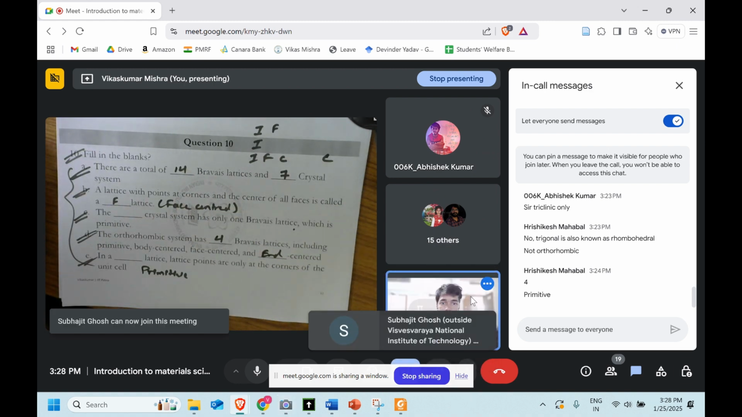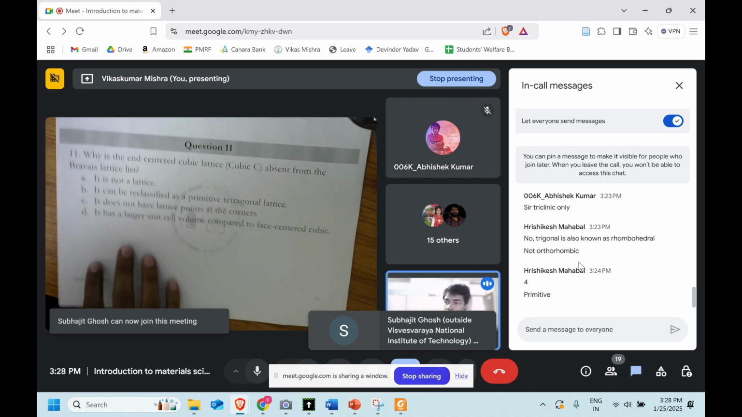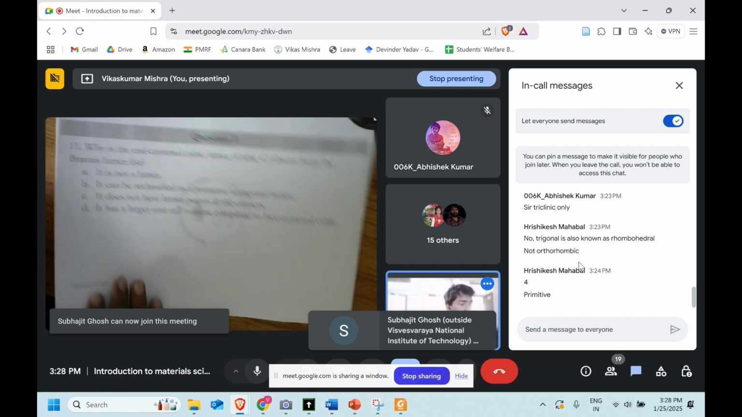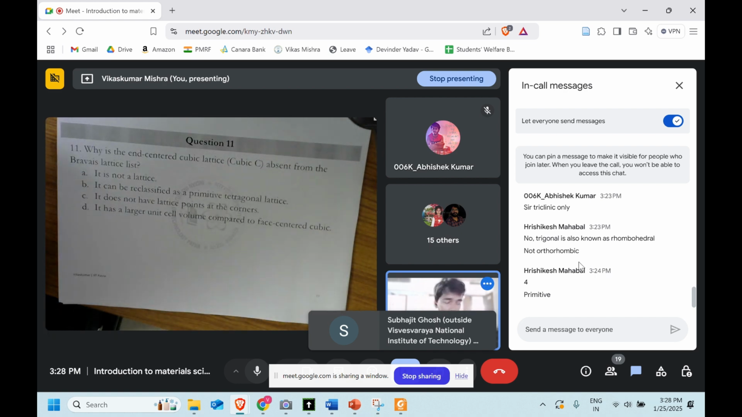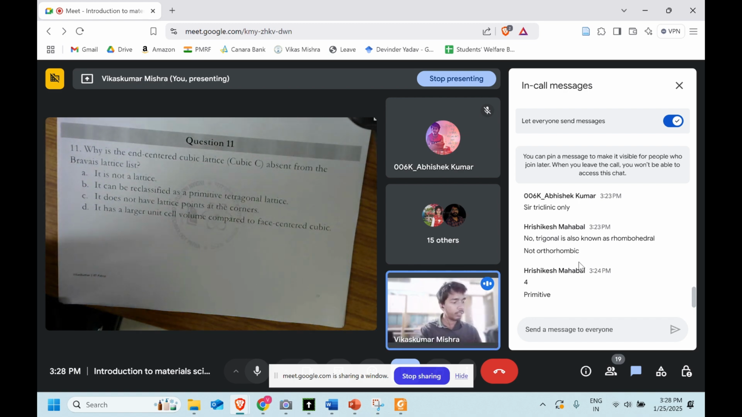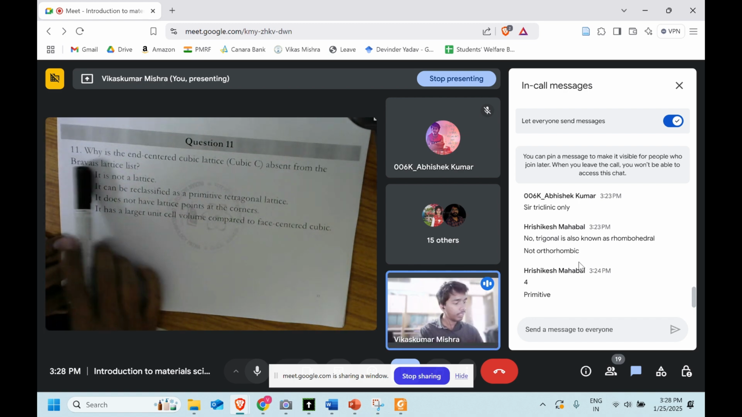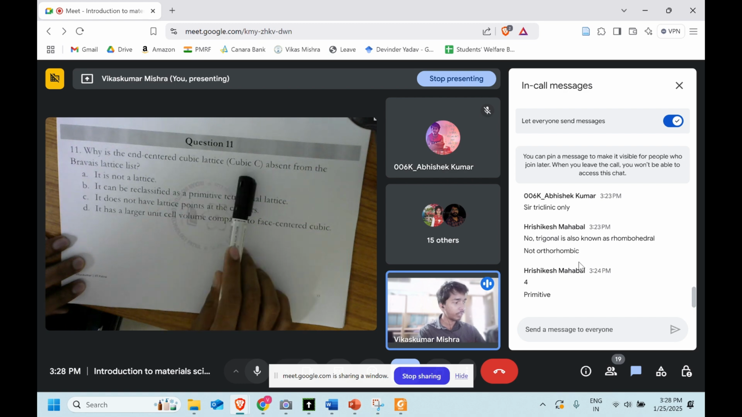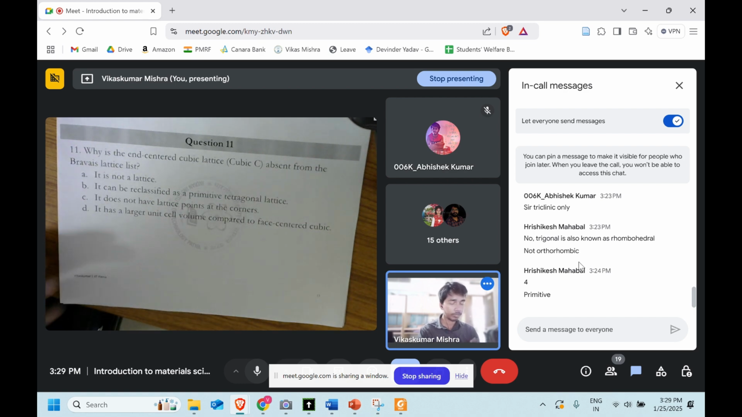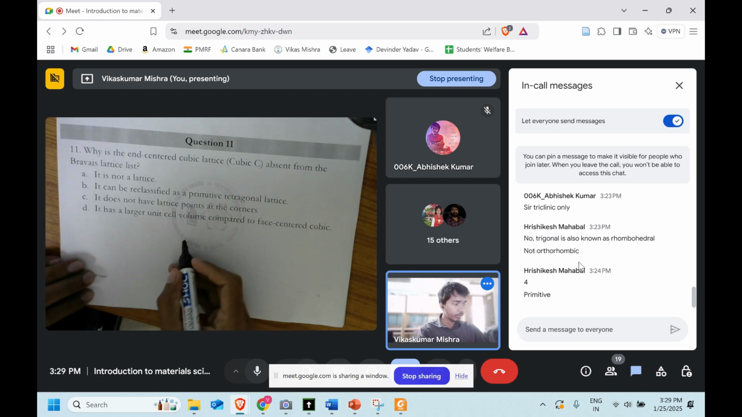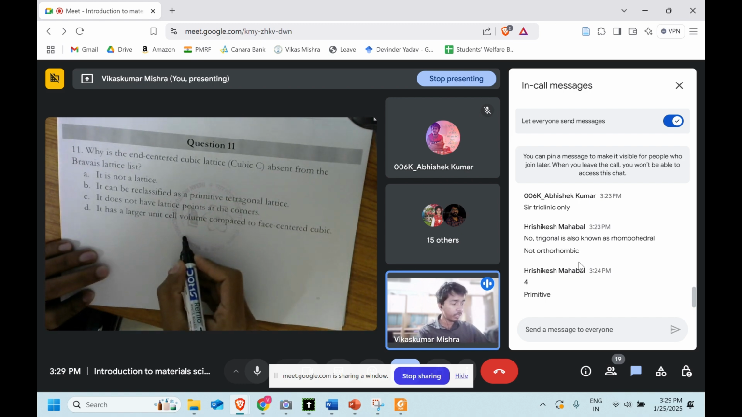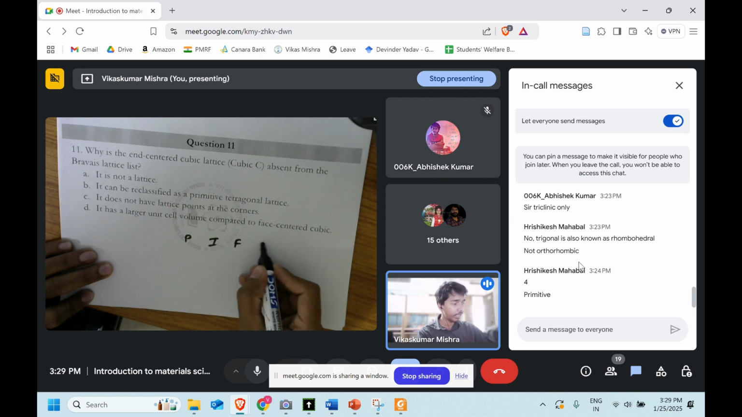Okay, so let's go to the next question, question number 11. Question number 11 is asking why the end-centered cubic lattice, that is cubic C, is absent from the Bravais lattice list. So what is the reason that the end-centered cubic lattice is not there? Cubic has only the primitive, body-centered and face-centered, while the end-centered is absent.